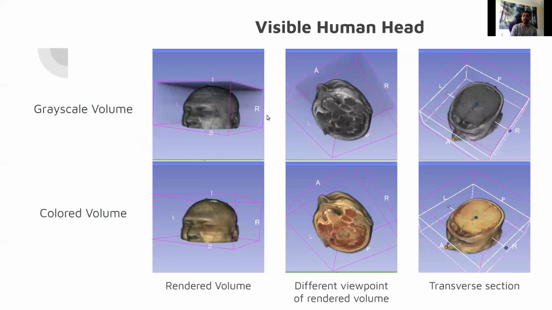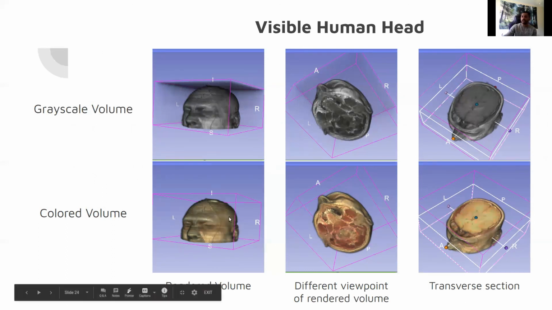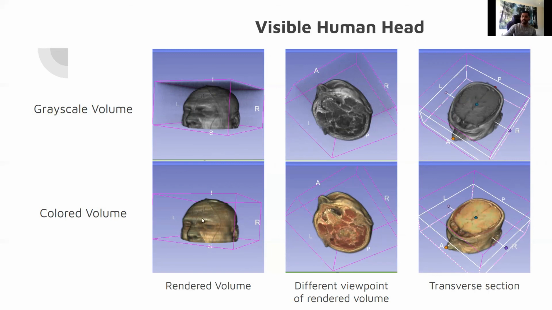So this is the result for the volume visualization that was performed using 3D Slicer for the top half of visible human head. In the first row, the volume is rendered with 33 monochromatic MRI images. And in the second row, we can see the colored volume, which was rendered with corresponding colored versions of those medical images. First column is the rendered volume. Second column shows the same volume from a different viewpoint. And the third column shows a cutaway view or a transverse section of the rendered volume.